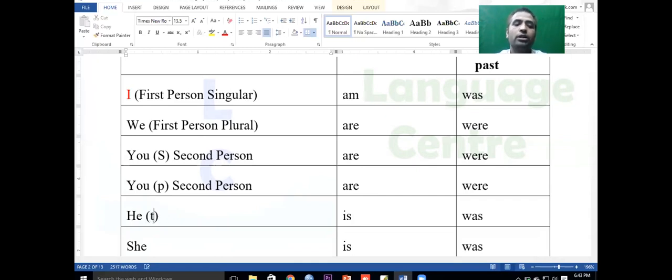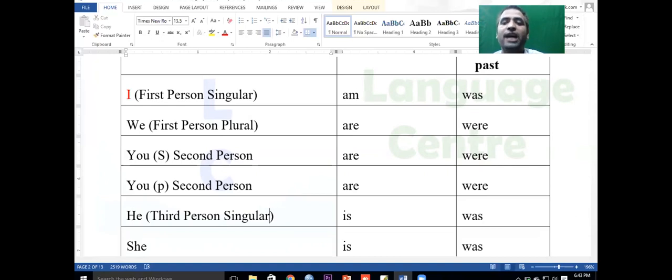This is third person singular, okay? With third person singular, he, we use is if it is present. If it is past, then we say was. He is a player. He is a teacher. He is a rich man.